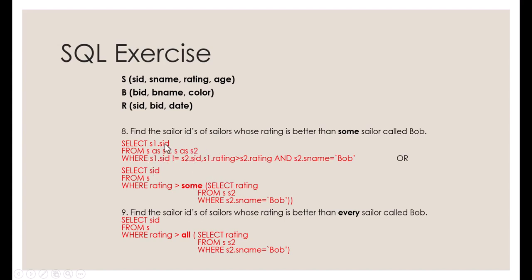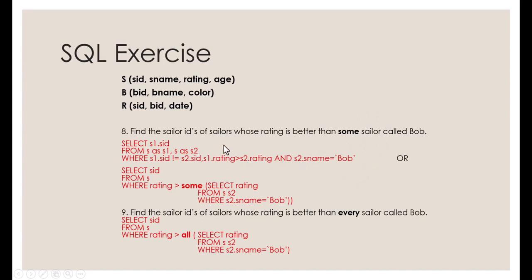The sailor IDs of these 2 are different, meaning we're dealing with 2 different people. S1.rating is greater than S2.rating, because we want the sailor to have a better rating than some sailor called Bob, which is S2. And S2's name is going to be Bob.